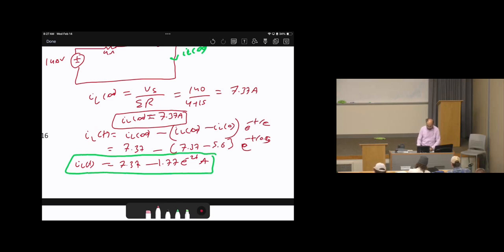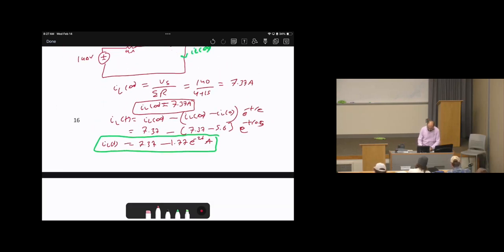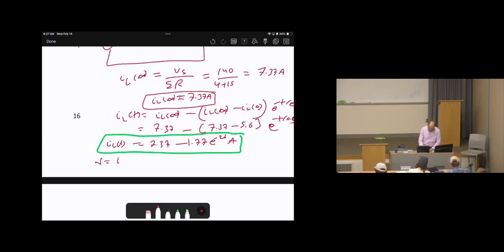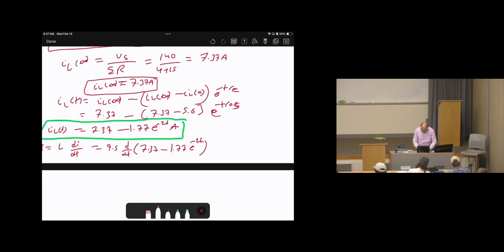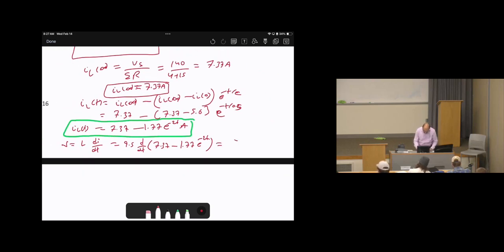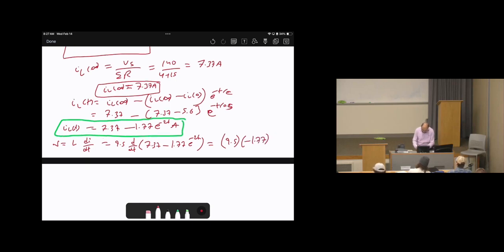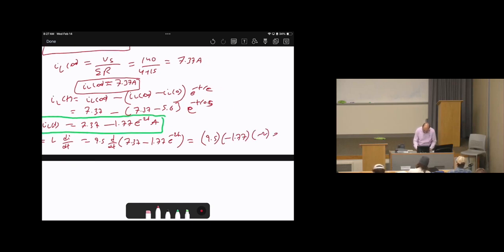Okay, how can I do it? As we know, the voltage V equals L di by dt, which is 9.5 d by dt of this expression, which is 7.37 minus 1.77 e power negative 2t. Then, how to find the derivative? It will be 9.5 times negative 1.77 times the exponential negative 2 e power negative 2t volts.